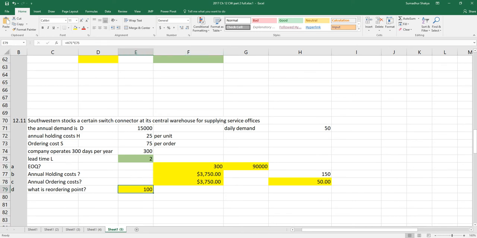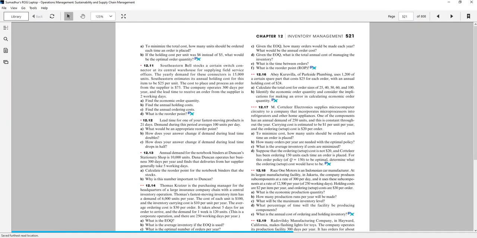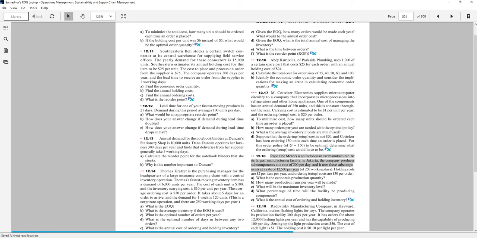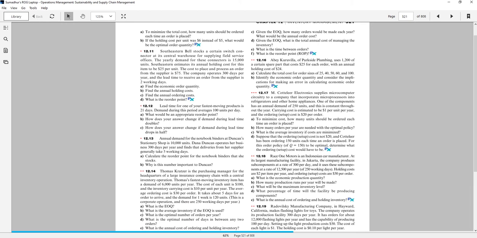Okay, now let's look at the next concept. Now the next concept we have is when the production and depletion are happening simultaneously. So we have the Race 1 car motors that is producing at the rate of 300 units a day. It uses these subcomponents at the rate of 12,500 per year for 250 working days. So a daily production rate would be 12,500 divided by 250. Holding cost is $2 per item per year, so that's our holding cost. Setup cost is $30 per hour.